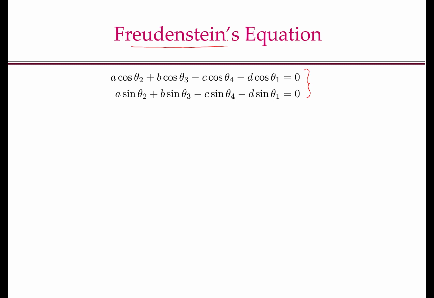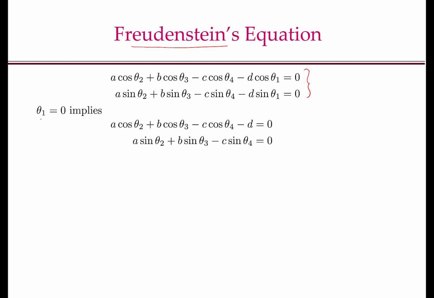So for completeness, I will show you how we can arrive at Freudenstein's equations. First note that theta 1 equal to 0 is a choice that we can make. So if I substitute theta 1 equal to 0 in these equations, I get cos theta 1 as 1. So this term just becomes d, and sine theta 1 as 0. So this term goes away from the equations. So in the second equation, there is no sine theta 1 term. Again, note that these are two equations in two variables, theta 3 and theta 4.